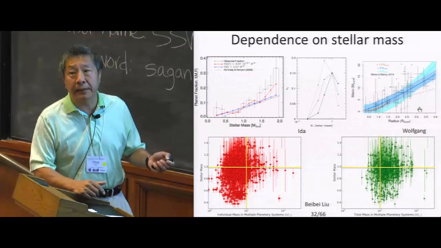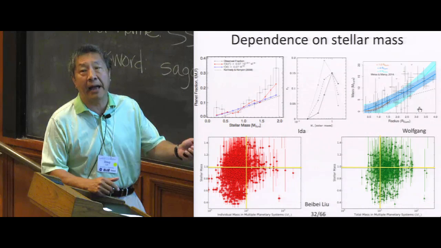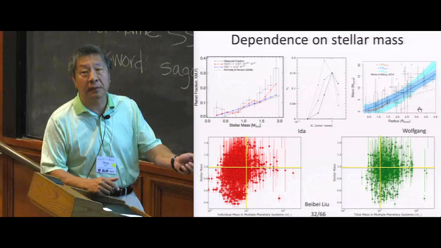Now what you will see right away, here's 10 Earth masses, here's one solar mass, right? And there are as many super-Earths around low-mass objects as there are around high-mass ones. And there's a tapering off around this region, okay?